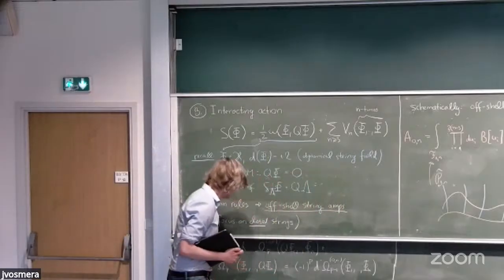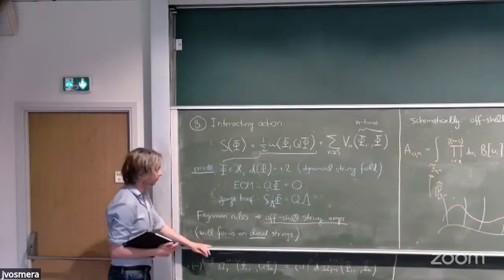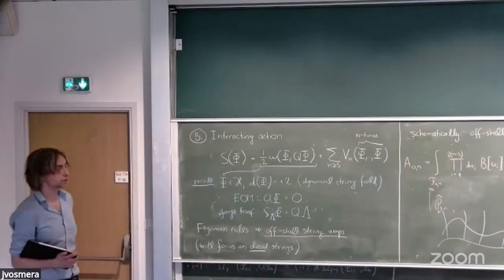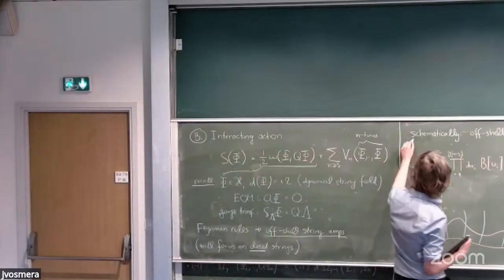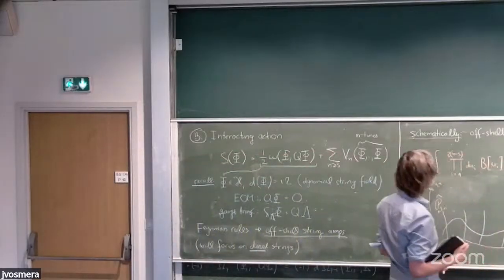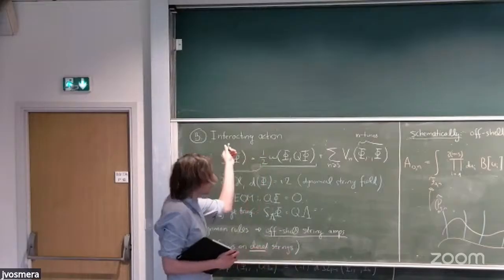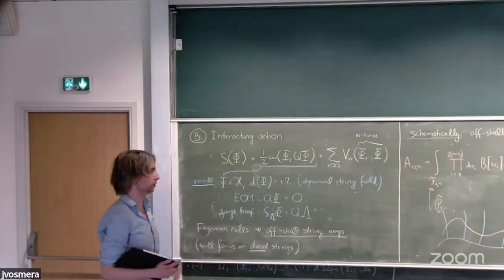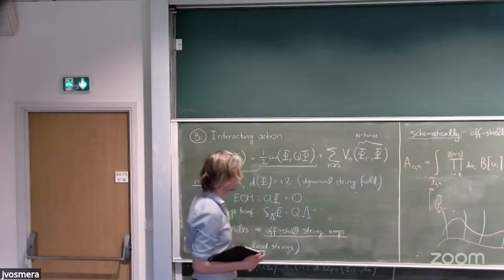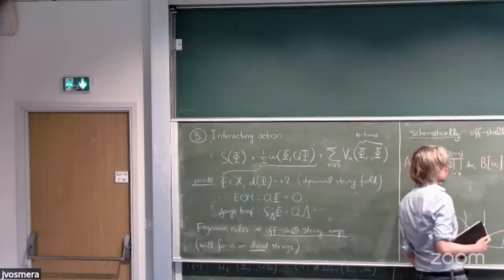So starting with the notion of the offshell string amplitudes, let me first tell you schematically what they look like. Of course, they are what you would have expected. There's supposed to be some sort of offshell generalization of onshell string amplitudes.